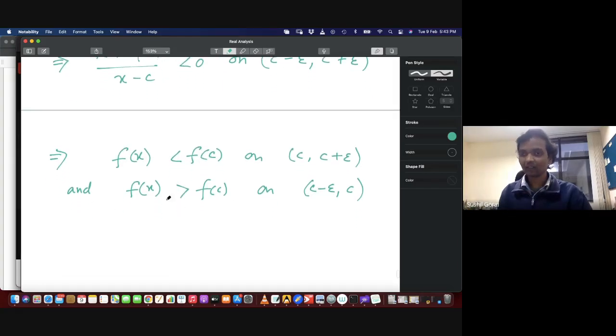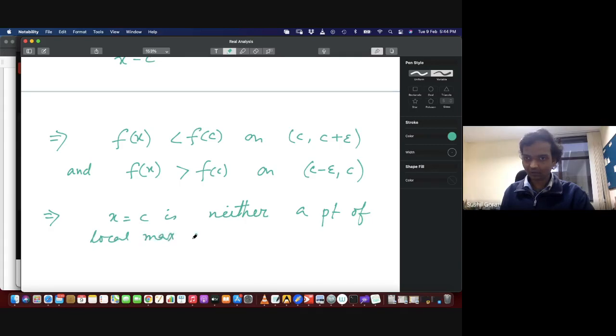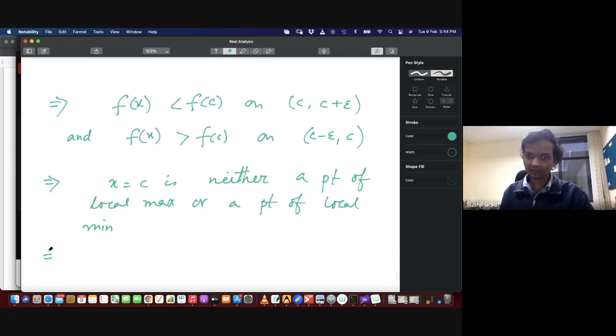Alright, so here that again implies that x equal to c is neither a point of local max or a point of local min. So this is a contradiction.